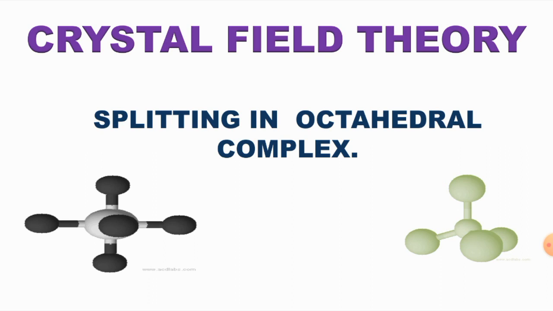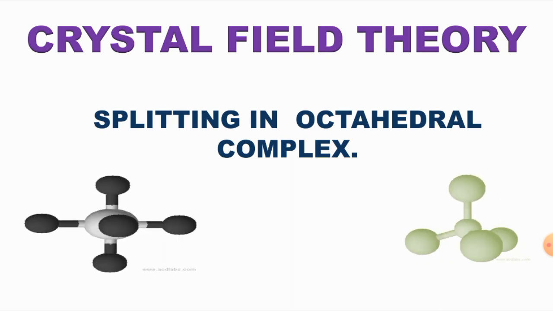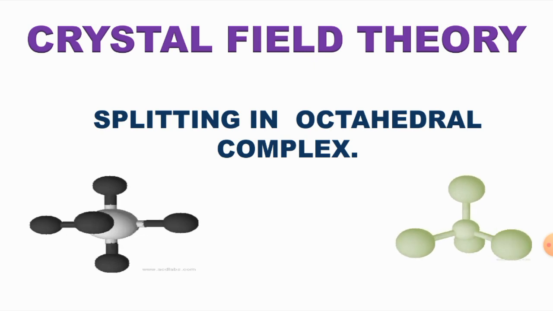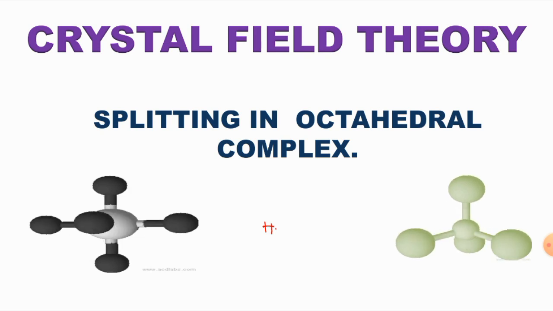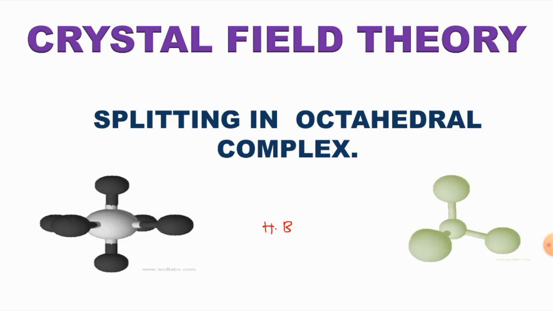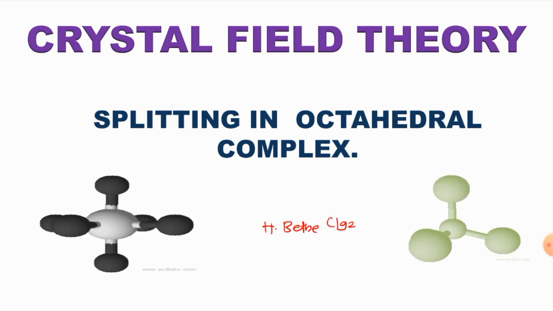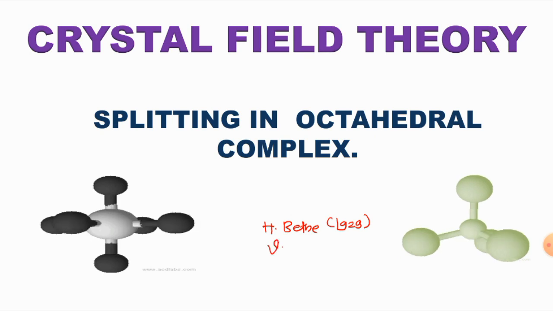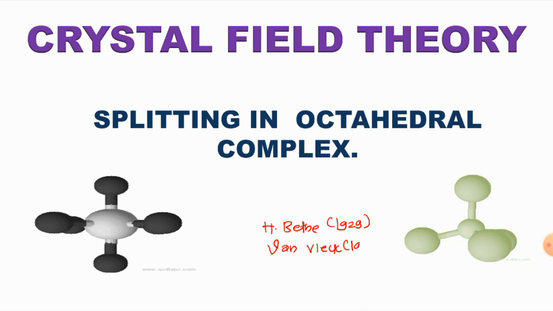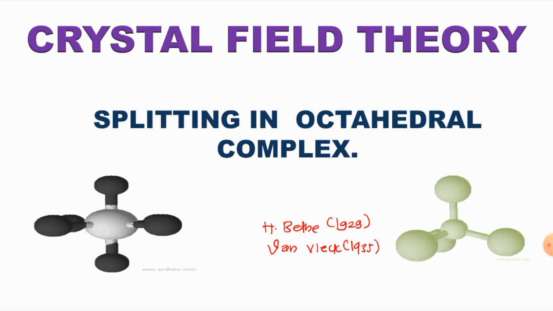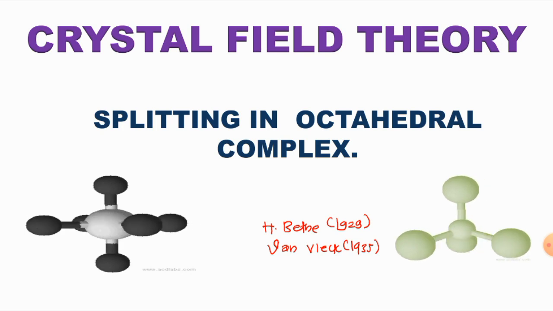Okay, so the crystal field theory was explained by Hans Bethe and Van Vleck. This theory was put forward by Hans Bethe in 1929 and Van Vleck in 1935. Before proceeding to the crystal field theory, we must know the failures of valence bond theory.